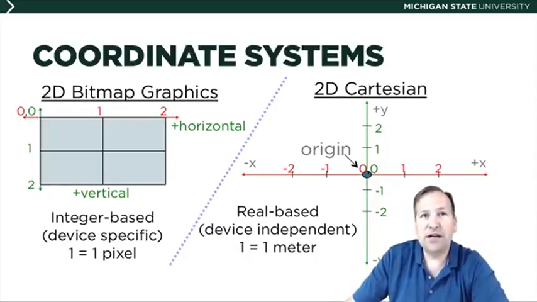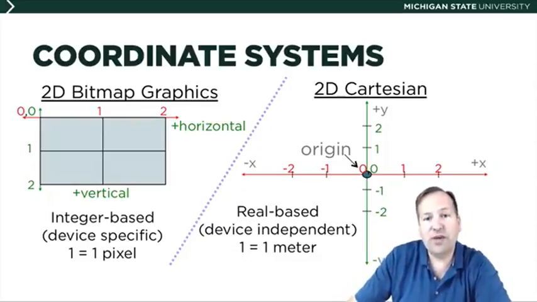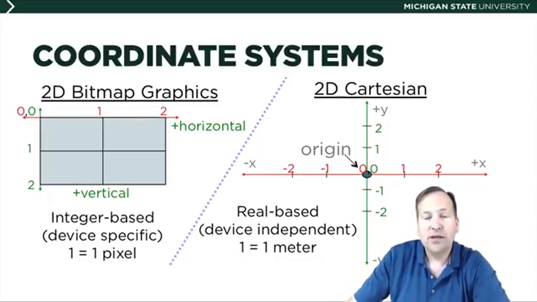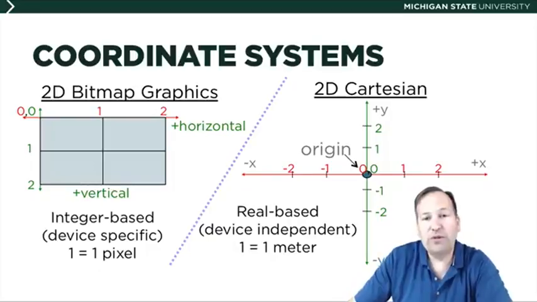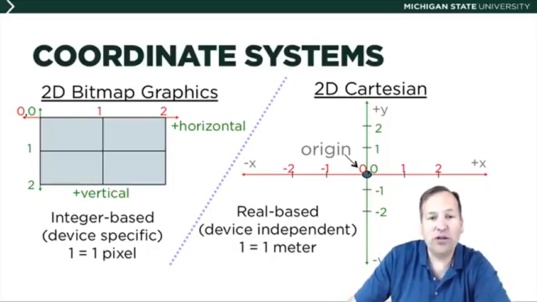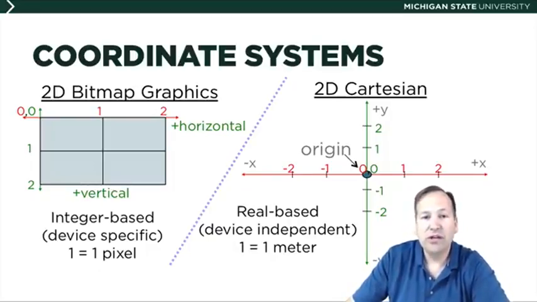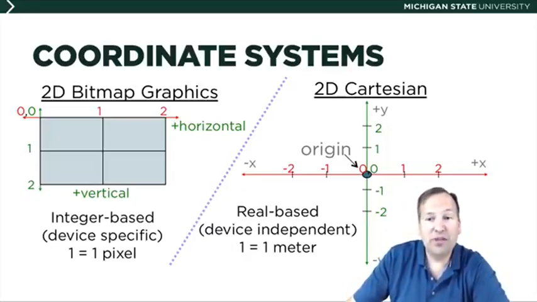So this is what we might consider an integer-based coordinate system where there is no in between. You're on 1 or you're on 2 or you're on 3. There's no halfway between 1 and 2, for example. You might also call this device specific, so it maps very clearly to your display.